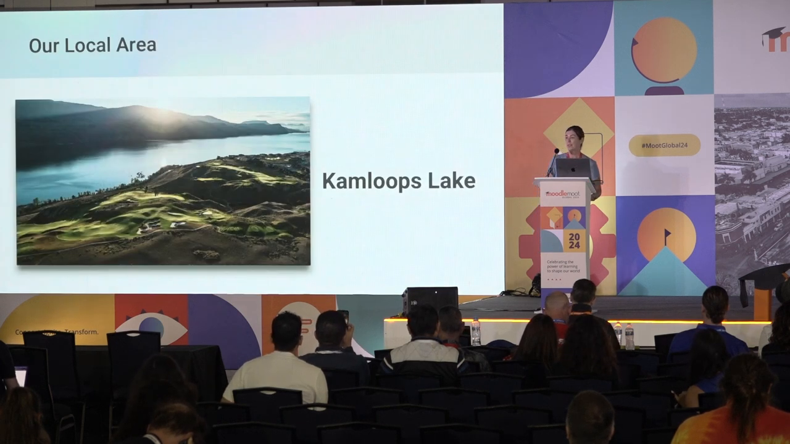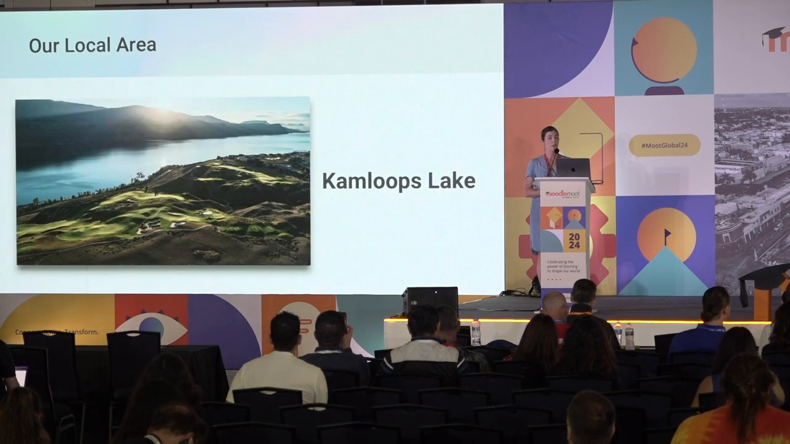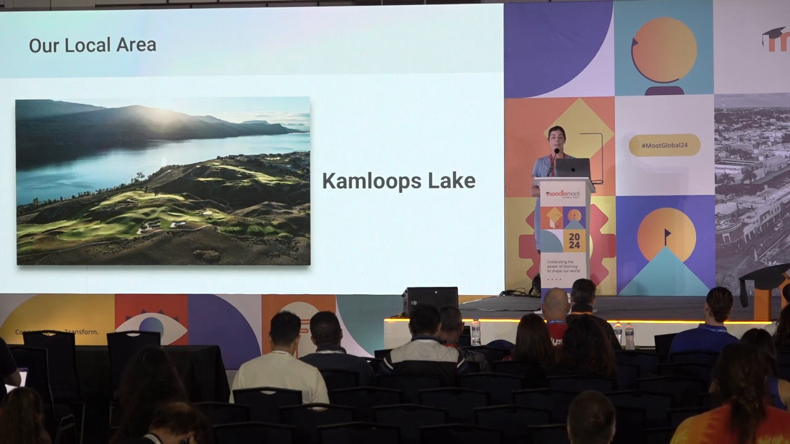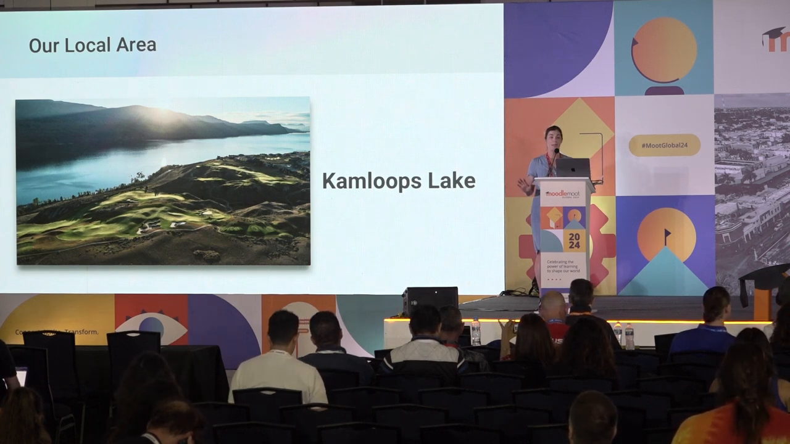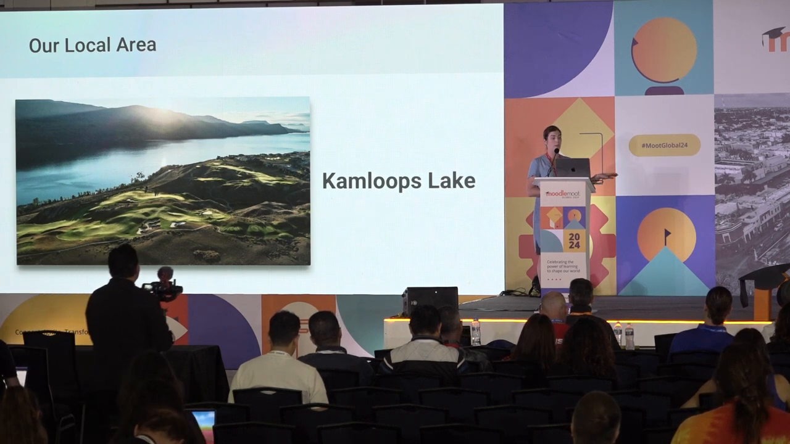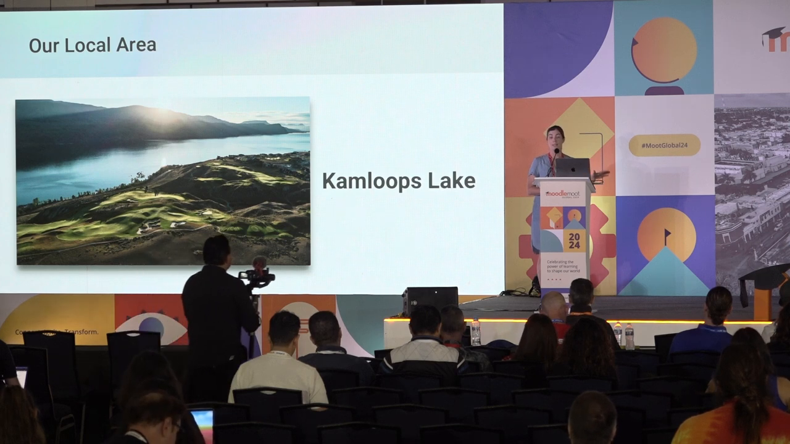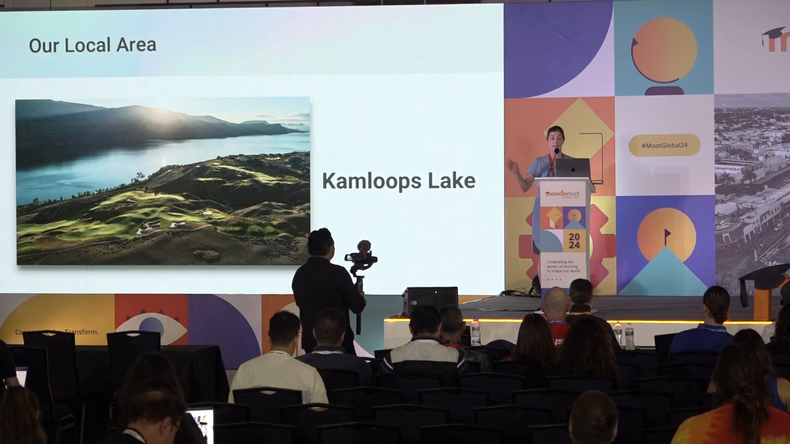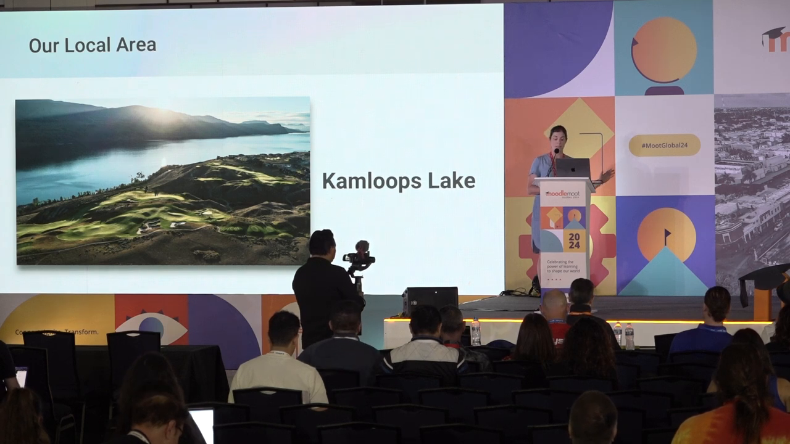To get started, I wanted to show you all our local area. We're located in British Columbia, Canada. Thompson Rivers University is located in Kamloops, and this picture here is of Kamloops Lake. Kamloops Lake is right in between Kamloops and a town called Savona, and I am actually living in Savona. So Kamloops is on the west end of the lake, and Savona is on the east end of the lake.